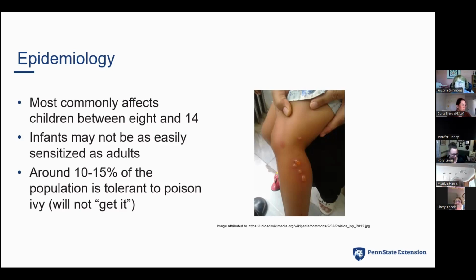I don't like to use the term immune to poison ivy because poison ivy is an immune reaction, but about 10 to 15% of the population, for reasons that I've not researched and I haven't come across, these people do not get poison ivy. They can work in it, they can pull it out, and they don't react. So obviously, that is a huge advantage for anybody who wants to eliminate poison ivy from their property.